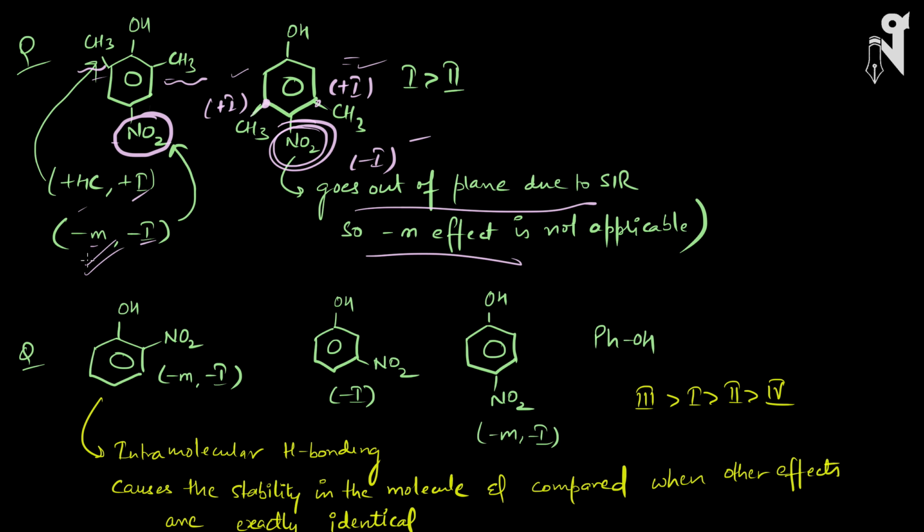Here you have minus M working, and I told you minus M is much more powerful than any electron donating effect, and hence which one is more acidic? Your first one is more acidic than the second one. Electron withdrawing effect is there due to resonance. Here there are two electron donating groups which are closer to OH, and one electron withdrawing group which is farther from OH, and hence this is less acidic.